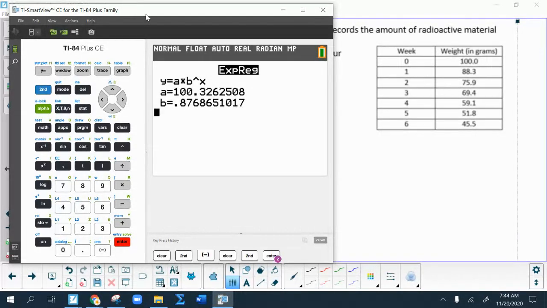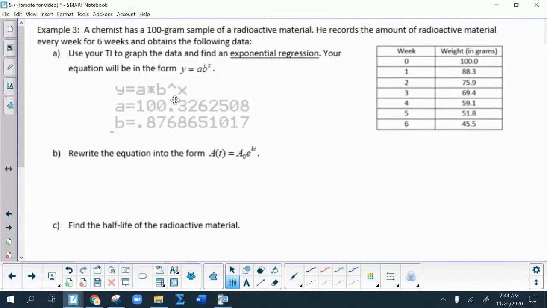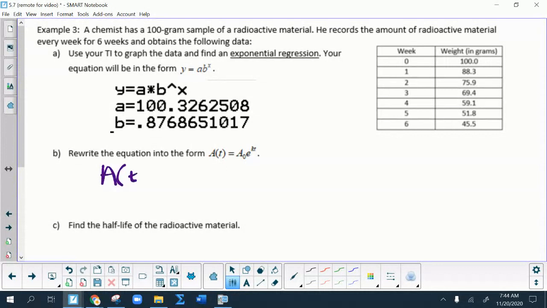Okay. All right, so we have our answer here. Now we want to rewrite it in this form. So to rewrite it in this form, remember that the A and the A naught are the same.